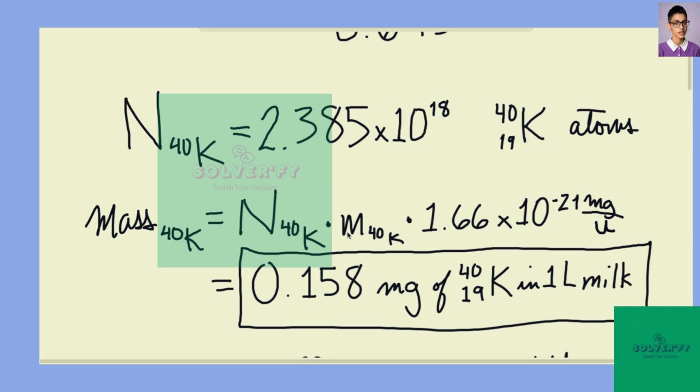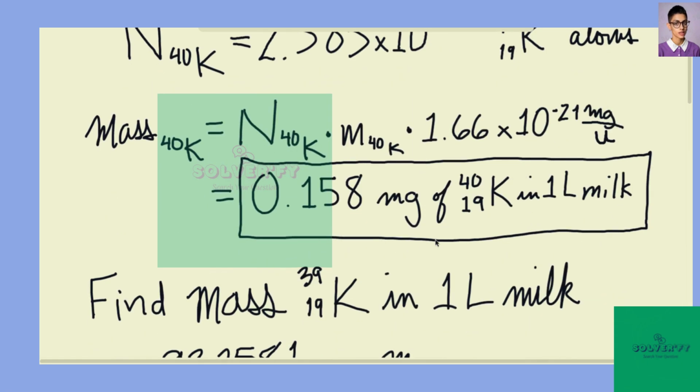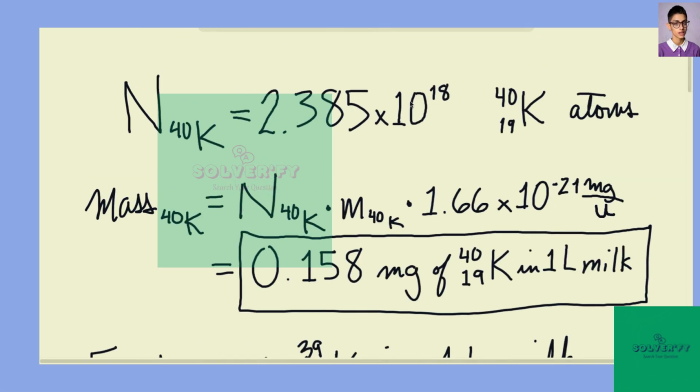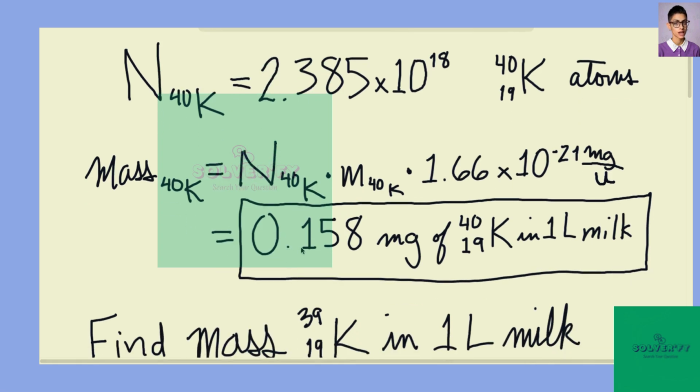Recall that this atomic mass is in terms of atomic mass units, so these atomic units u will cancel in this expression. And multiplying our 2.385 times 10 to the 18th times the atomic mass of potassium 40 times our conversion constant gives us 0.16 milligrams of potassium 40 in 1 liter of milk.